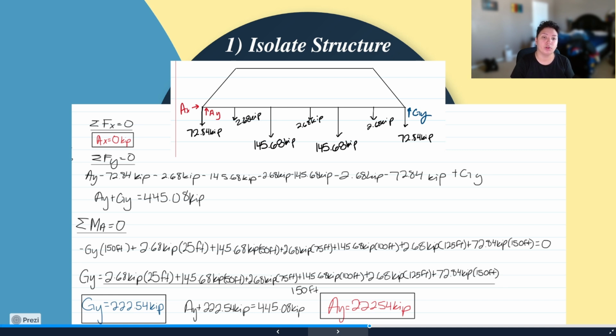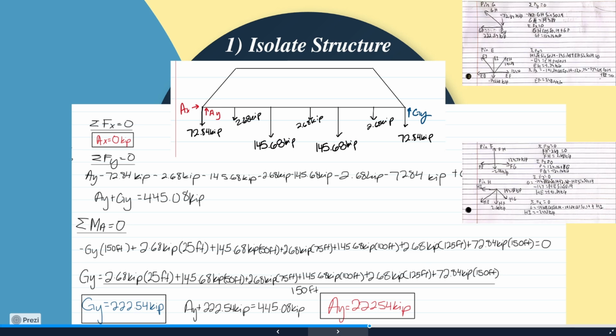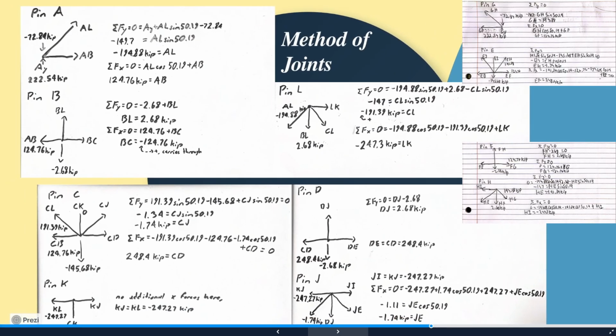And then for finding our y direction reaction forces, we looked at the moments about A, and we were able to find that Gy is equal to 222.54 kip. And then using that previous equation for AY plus GY, we found that AY was the same as GY, that same 222.54 kip.